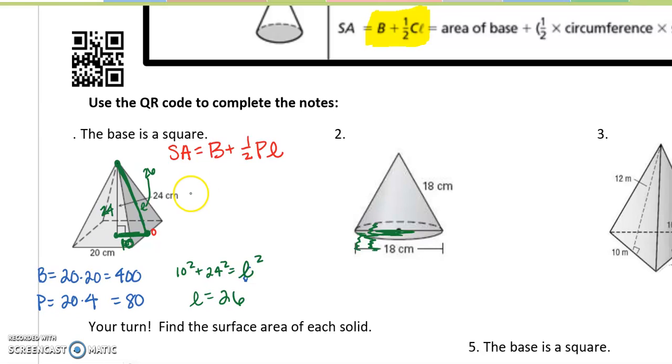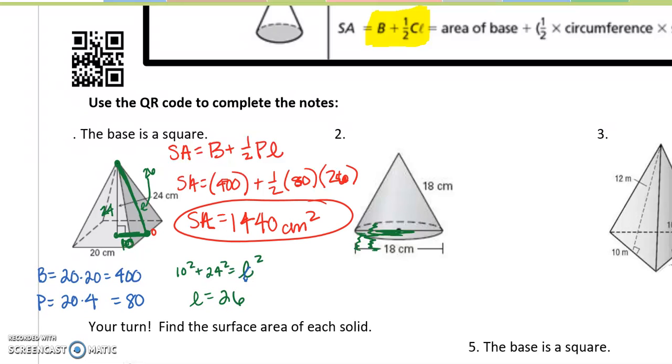All right, so let's plug these in our formula. The surface area equals the area of the base, which was 400, plus 1/2. The perimeter is 80 and the slant height is 26. Go ahead and multiply all those together, and that gives us 1,440 centimeters squared as my final surface area. Again, surface area means units squared.